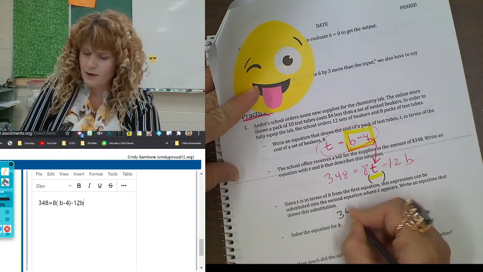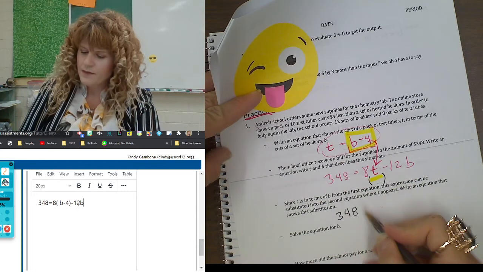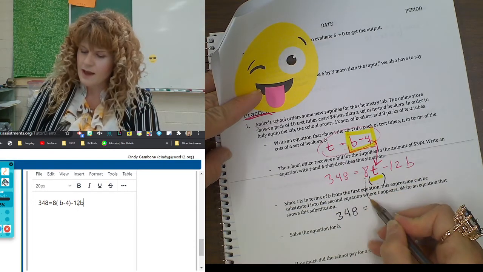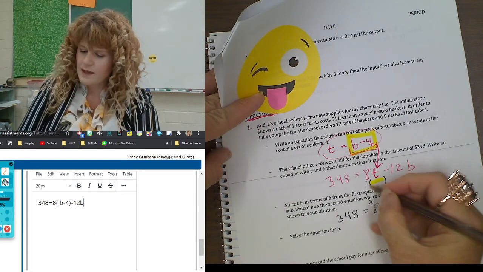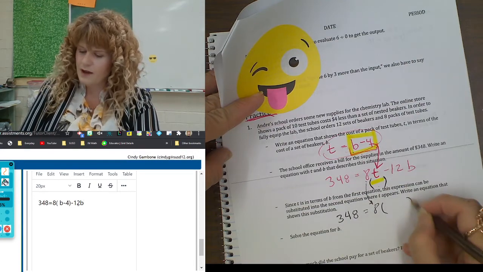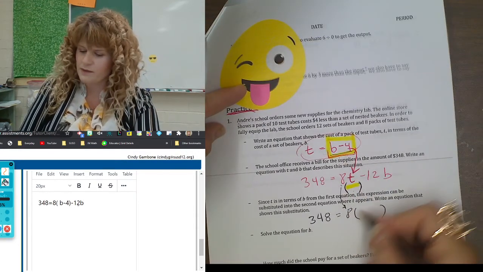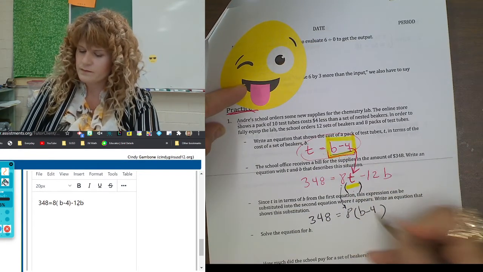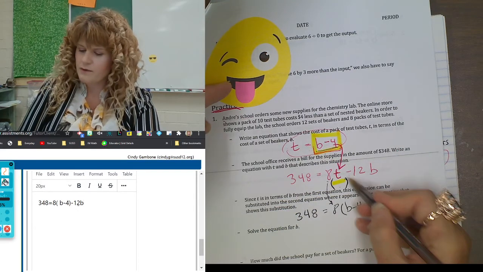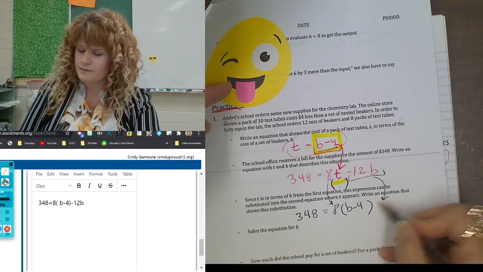I'll do it again on paper. 348 equals 8. The 8 comes here. And then in the parentheses, I put in the value of T, which is B minus 4. And then minus 12B here, that stayed the same.